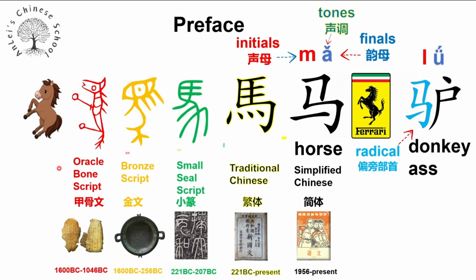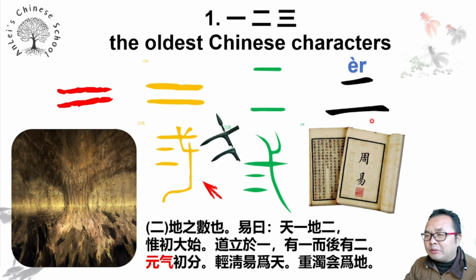In order to help you better understand the evolution of Chinese characters, I use red color to stand for archaic inscription, golden color for bronze inscription, green color for small seal script, yellow for traditional character, black color for simplified character, and light blue color for radicals. Okay, let's get started. And this is 二, number two.